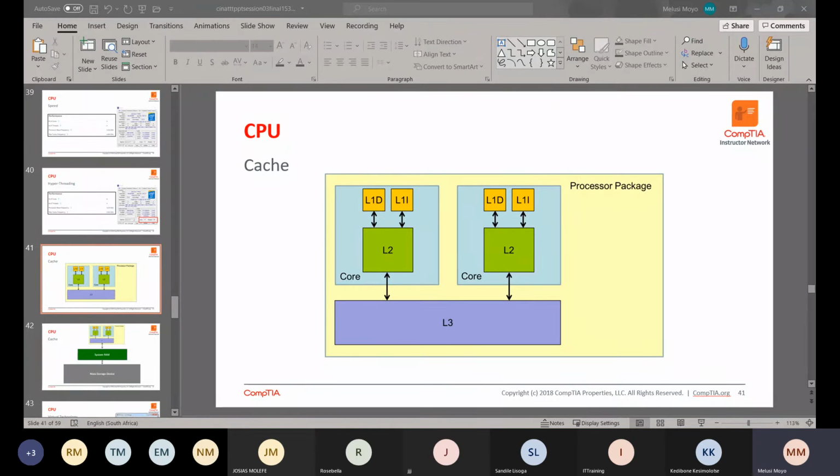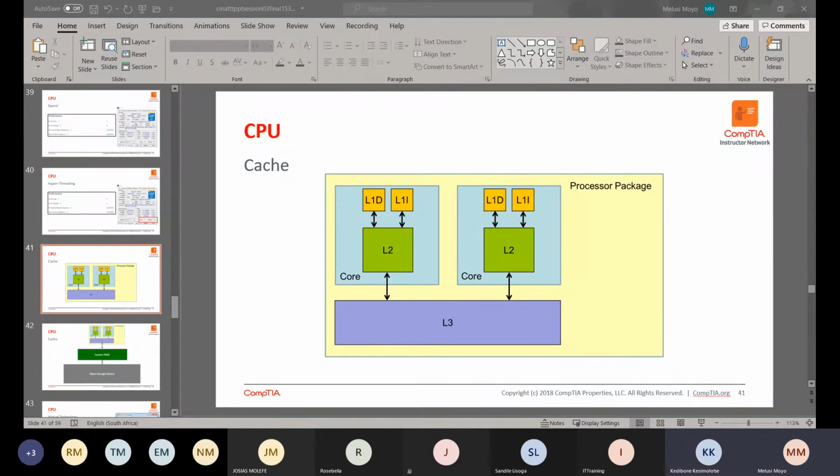So if your CPU has only L1 and L2, then that means the L1 cache will be inside the core, and then the L2 is the one that will be outside. Some of the CPUs have only L1 and L2 cache, so you find out that their L1 cache is the only one that's inside the core, and then the L2 is outside the core, right? But if your CPU has L1 up to L3 cache, then that means L1 and L2 are built inside the core, and then the L3 is outside.